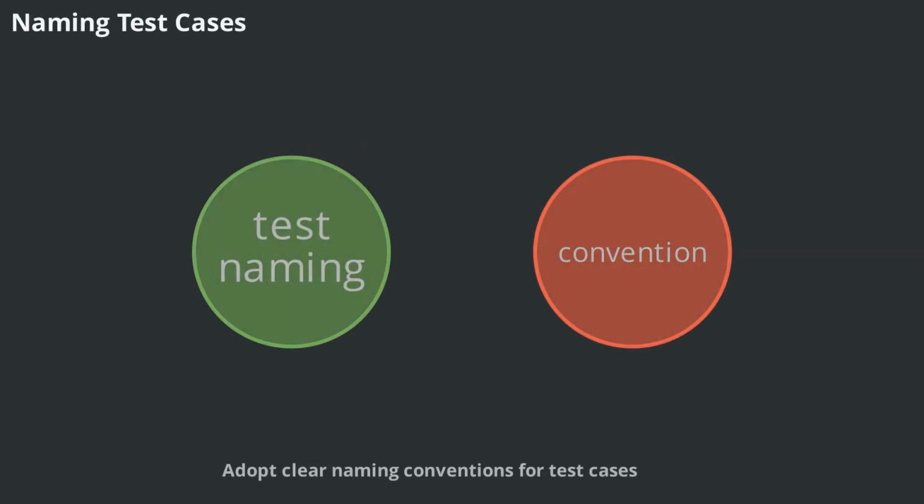Adopt clear naming conventions for test cases, such as method name, state under test, expected behavior. This format conveys the method being tested, the condition, and the expected outcome, making tests easy to understand and maintain. Consistent naming improves test clarity and collaboration.